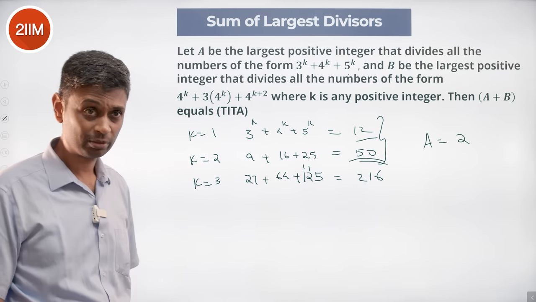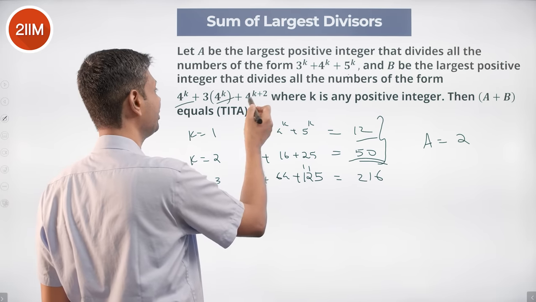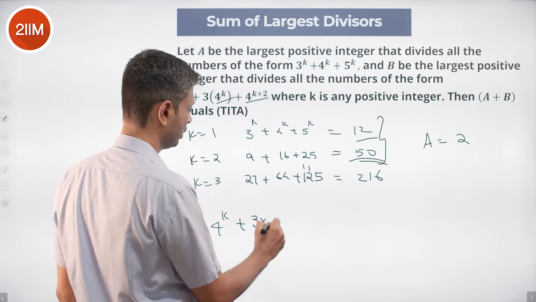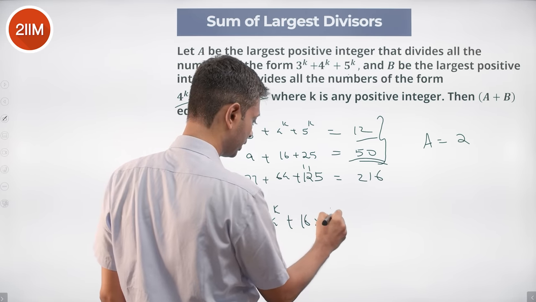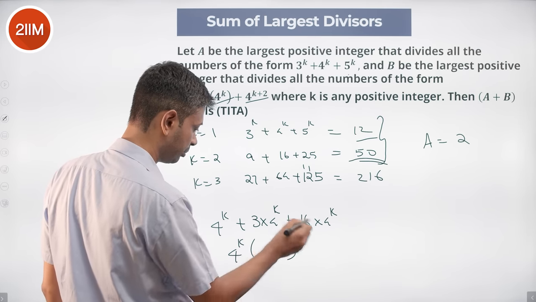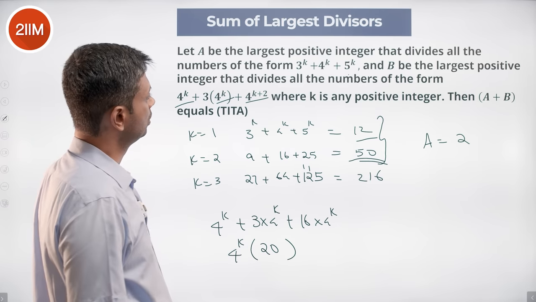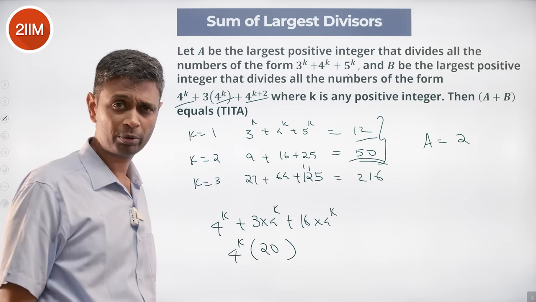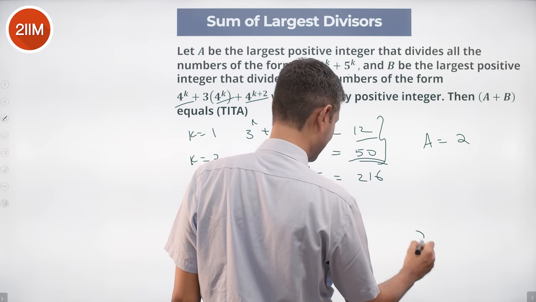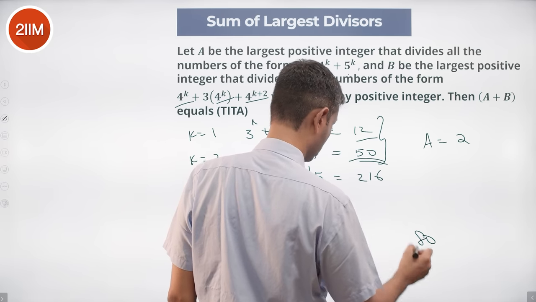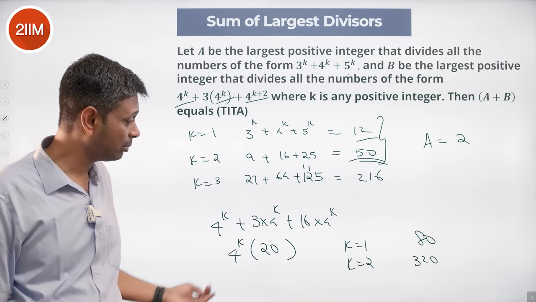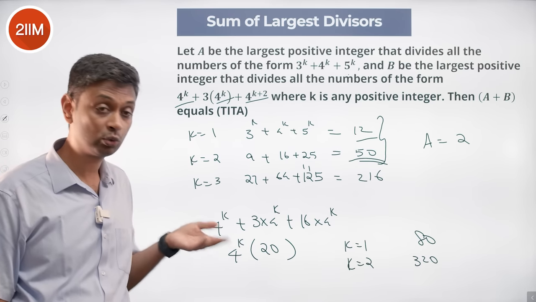Second one is more interesting because there is 4 power k, 4 power k, and also 4 power k into something. So we can extract a 4 power k out. We call it 4 power k, 3 into 4 power k, plus 16 into 4 power k. Well, this is 4 power k into 1 plus 3 plus 16, that is 4 power k into 20, where k is any positive integer. K could be 1, 2, 3. So if you put k as 1, this number is 80. K is 2, this is 320. K is 3, it will be 320 into 4. K is 4, it will be 320 into 4 into 4.